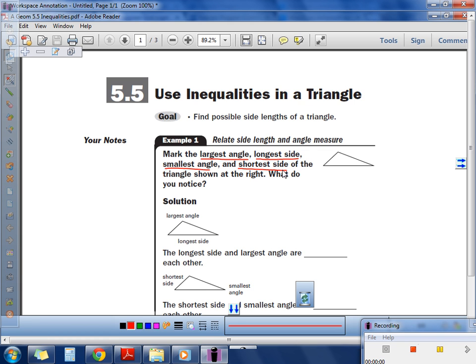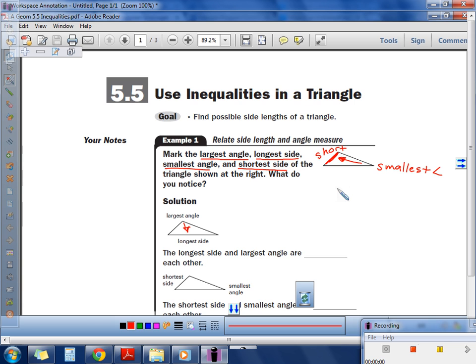The neat connection is whenever you find the largest angle, it's going to be across from the longest side. That's always a connection that you're going to have. Another connection that you're going to have is that the smallest angle is going to be across from the shortest side. Those will be across from each other every single time. So we have the longest with the largest, the shortest with the smallest.